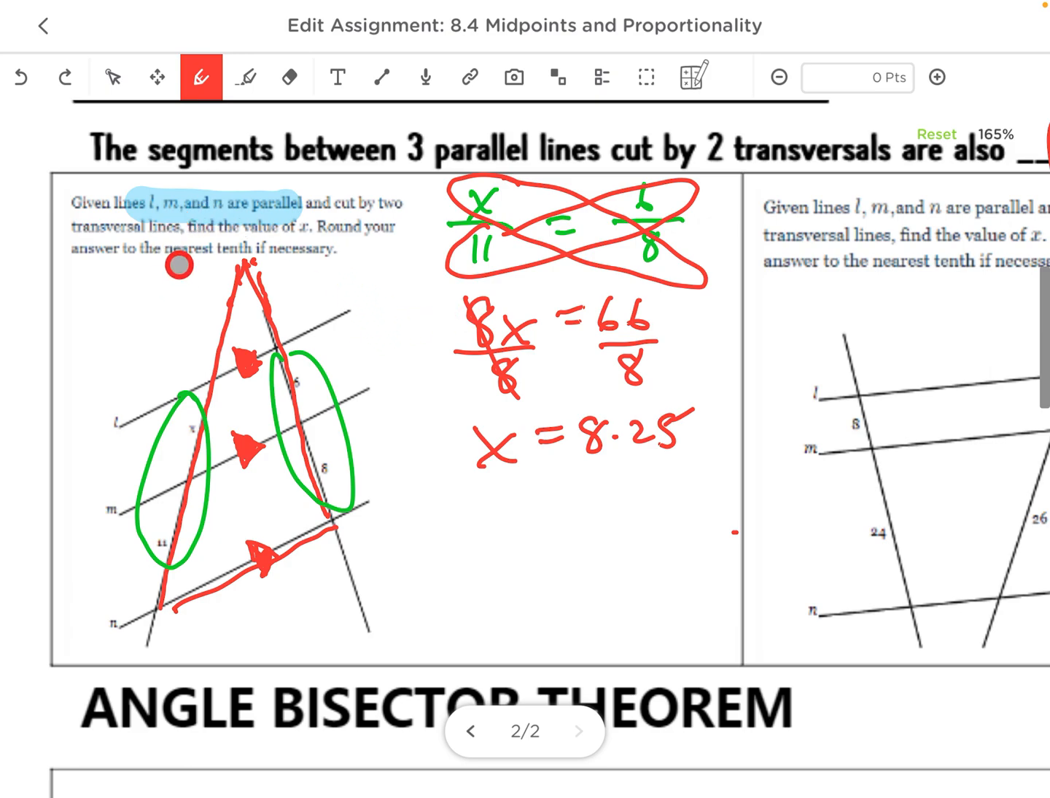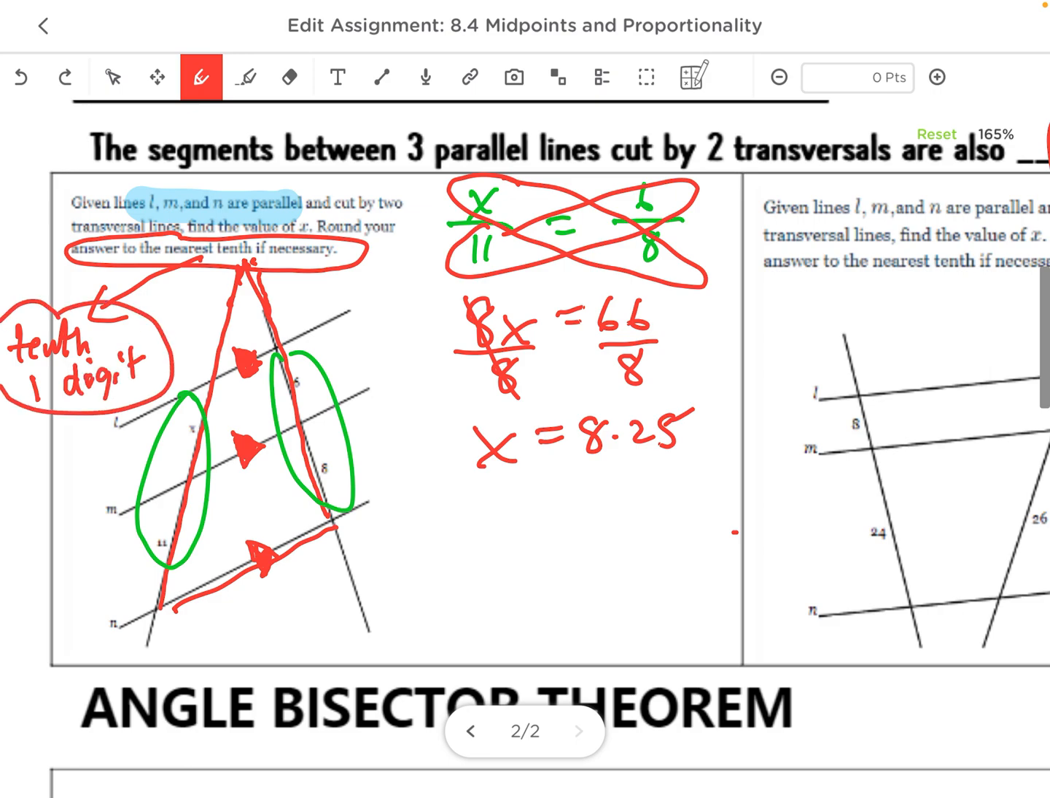Okay, but now let's look at this. We need to refine our answer. It says round to the nearest tenth. So remember the tenth means 1 digit after the decimal, right? So that means we look to that 2. Our answer is x equals 8.25. We need one digit, but we ask our 5, what do we do with that 2? The 5 tells us to raise it to 8.3.